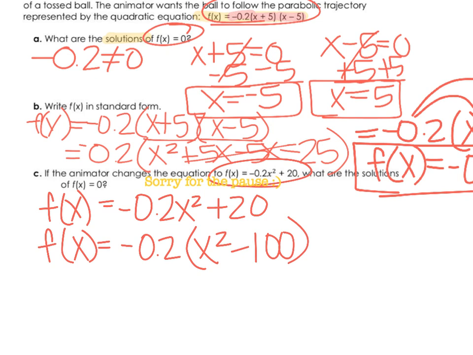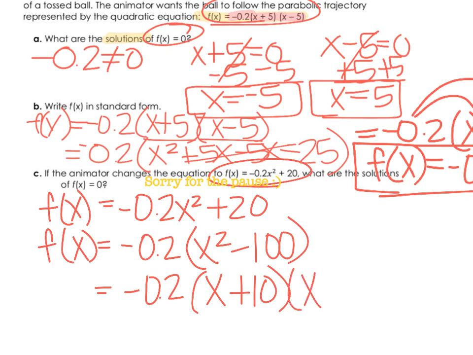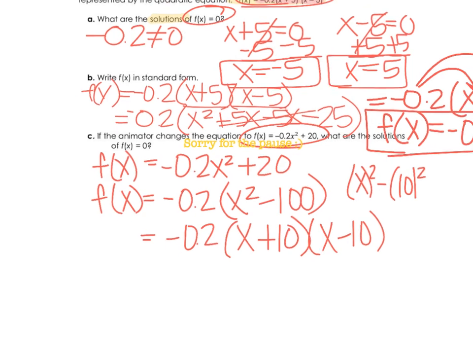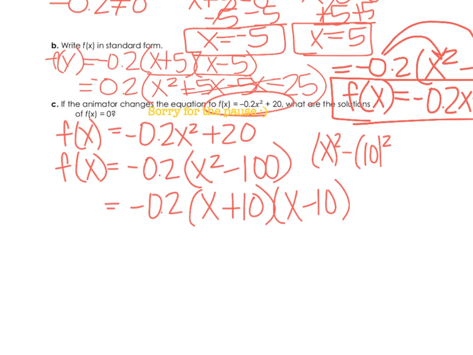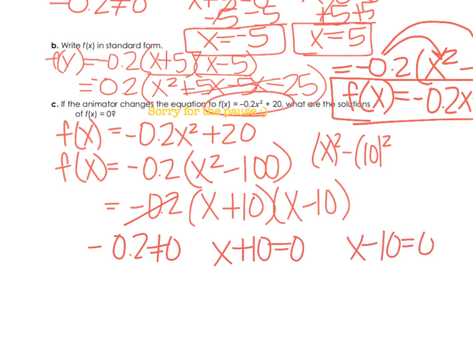Then we want to factor x squared minus 100, and this is difference of squares. So we end up with negative 0.2, x plus 10, and x minus 10. All right, because we've got x squared minus 10 squared, right? So our a is x, b is 10. Now, we've got it in factored form, so now set all of our factors equal to 0. So negative 0.2 does not equal 0, so we can ignore that. x plus 10 equal to 0, x minus 10 equal to 0.